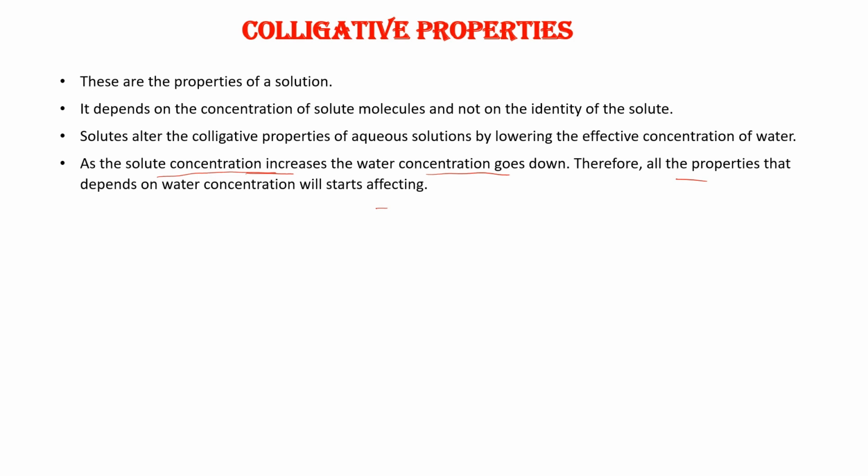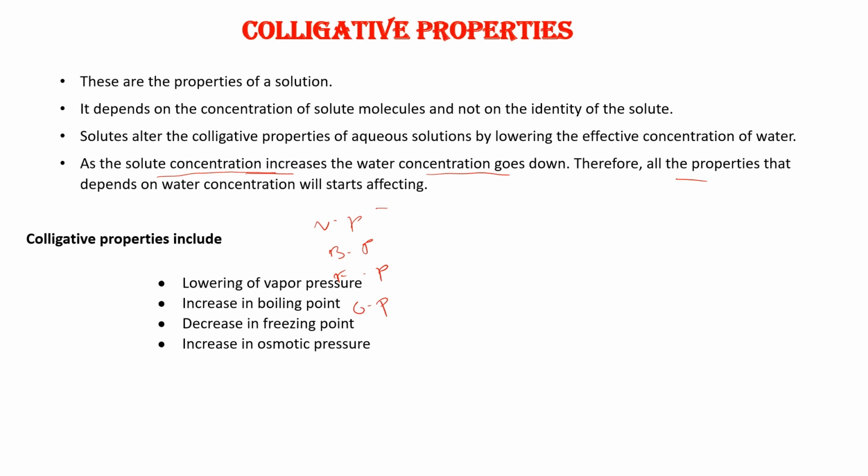Now what are those properties? These are vapor pressure, boiling point, freezing point, and osmotic pressure. These are the 4 properties which are known as colligative properties that depend upon the concentration of water. And how do these properties get affected? As we add solute, there occurs lowering of vapor pressure, increase in boiling point, decrease in freezing point, and increase in osmotic pressure.